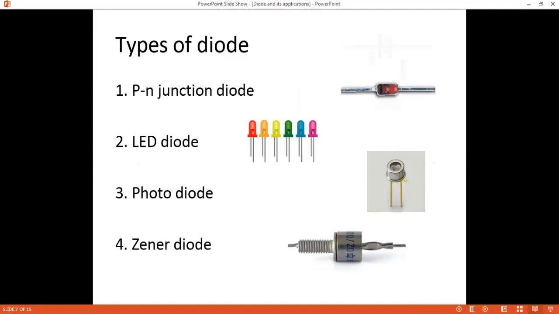Why? Because the ordinary PN junction diode is ordinary. Every circuit consists of normal PN junction diodes. In our laboratory also, we are frequently using PN junction diodes, because the cost is very low. So LED, photodiode and Zener diodes are called the special purpose diodes.